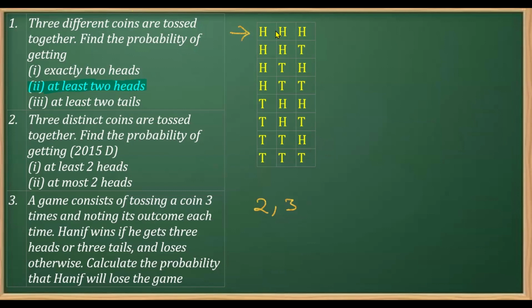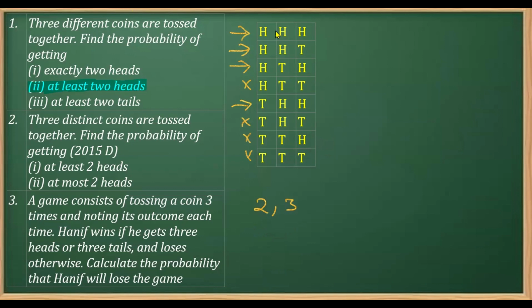So this will go as it is: 3 heads, 2 heads, 2 heads. This is not there, it has only 1 head, not 2 heads. So at least 2 heads, I'll once again explain to you, this is important. That means 2 heads or more than 2 heads, that is 2 and 3 heads.